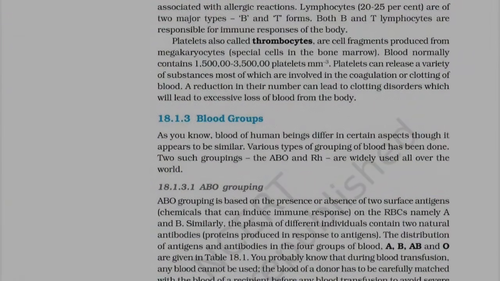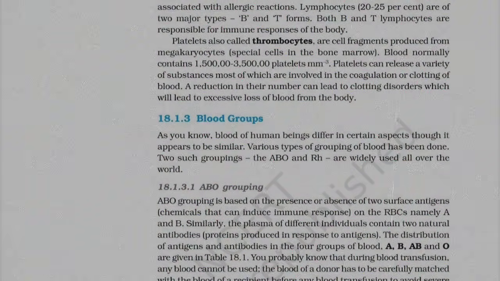ABO grouping is based on the presence or absence of two surface antigens, chemicals that can induce immune response, on the RBCs, namely A and B. Similarly, the plasma of different individuals contains two natural antibodies, proteins produced in response to antigens. The distribution of antigens and antibodies in the four groups of blood, A, B, AB and O, is given in Table 18.1.